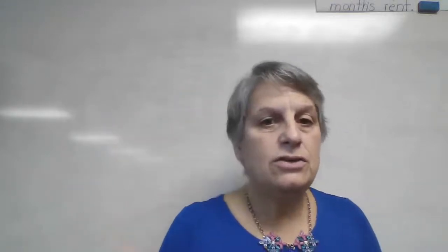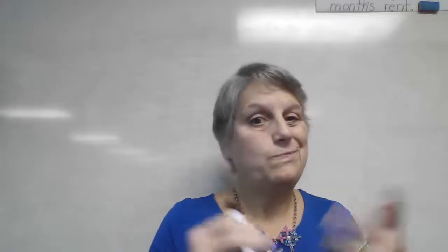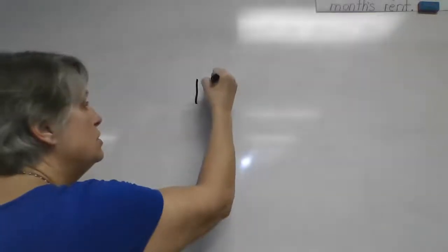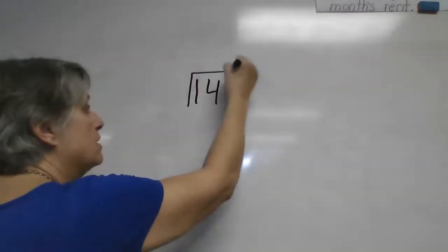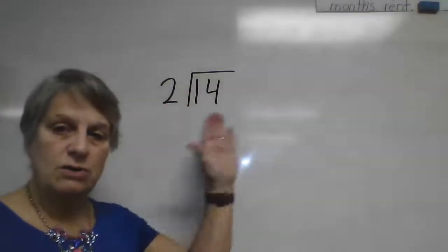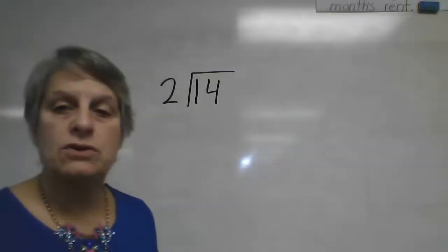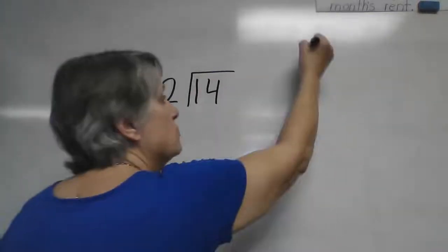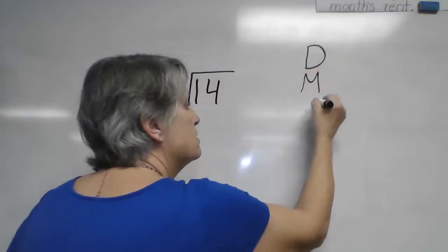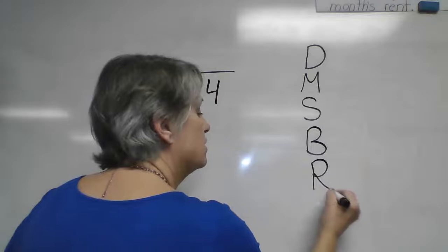So the first one that we're going to start out with is 14 divided by 2. Pretty easy. We already know the answer to this one, but we're still going to use the same method because we want the students to be able to understand how to sort these out. So 14 divided by 2. The first thing we do, dangerous monkeys sling bananas randomly. Let's go ahead and put that here. Dangerous monkeys sling bananas randomly.